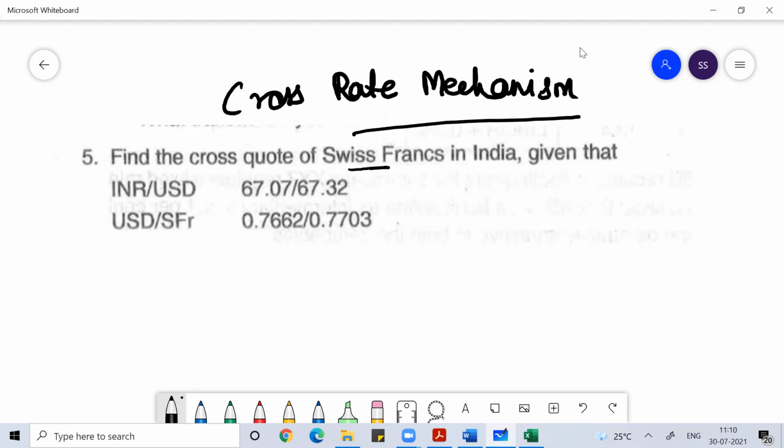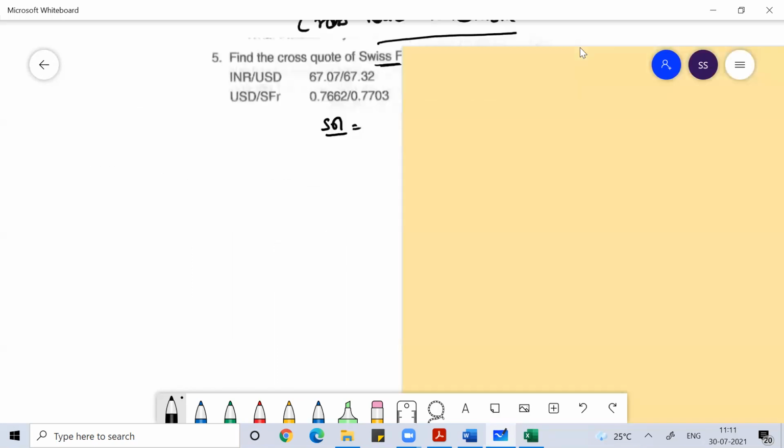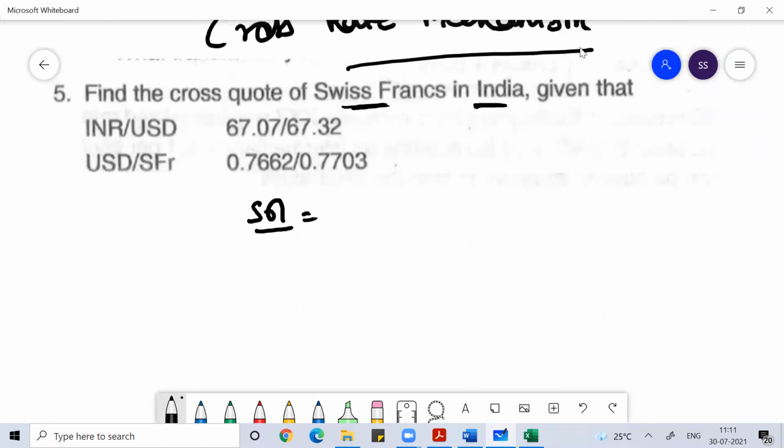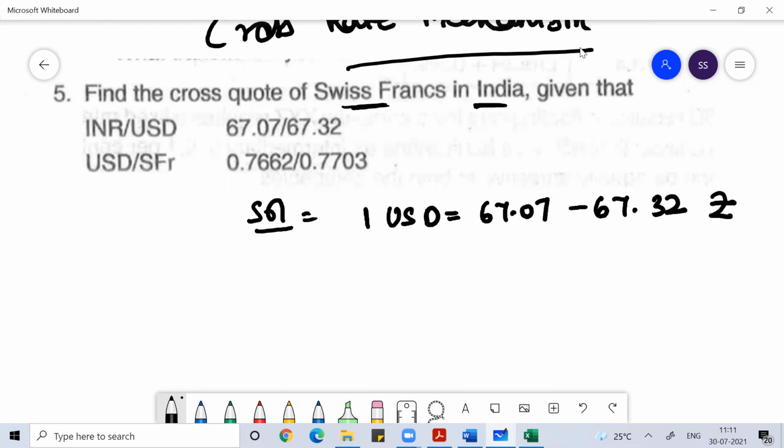Suppose I want to establish the exchange rate between the Swiss franc and the Indian rupee. As such, there is no exchange rate circulated in the market between the Swiss franc and the Indian rupee. But there is an exchange rate between the Indian rupee and the US dollar. Here, one US dollar is equal to 67.07, that is your bid quote, and 67.32, that is your ask quote, in Indian rupees. This is the exchange rate given between the Indian rupee and the US dollar.